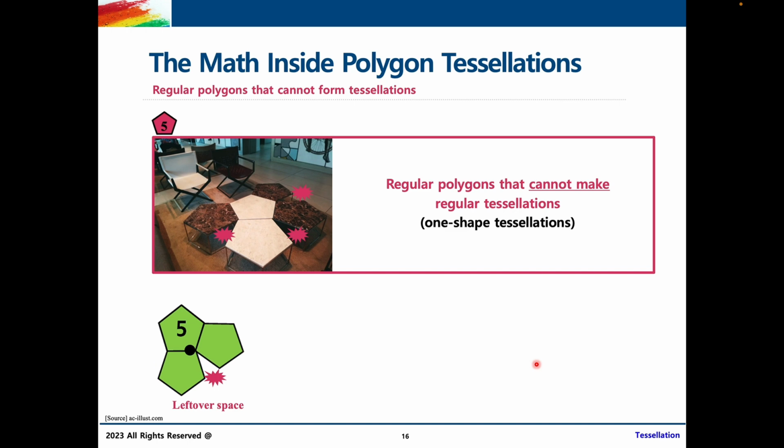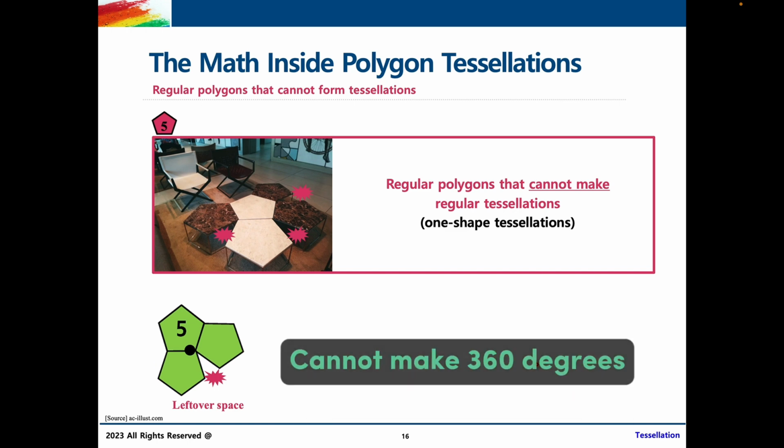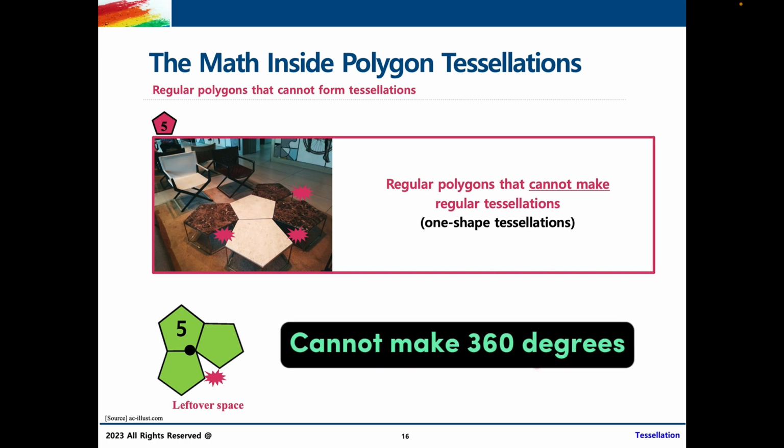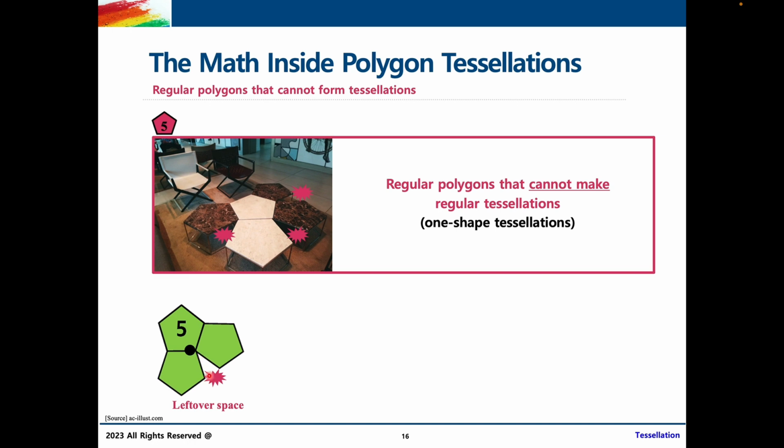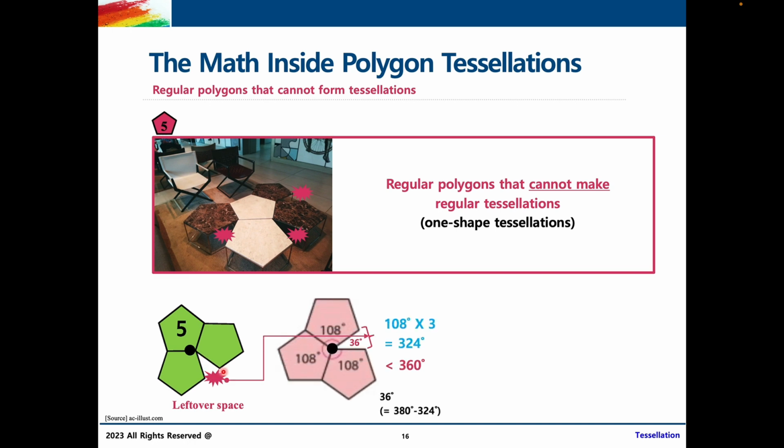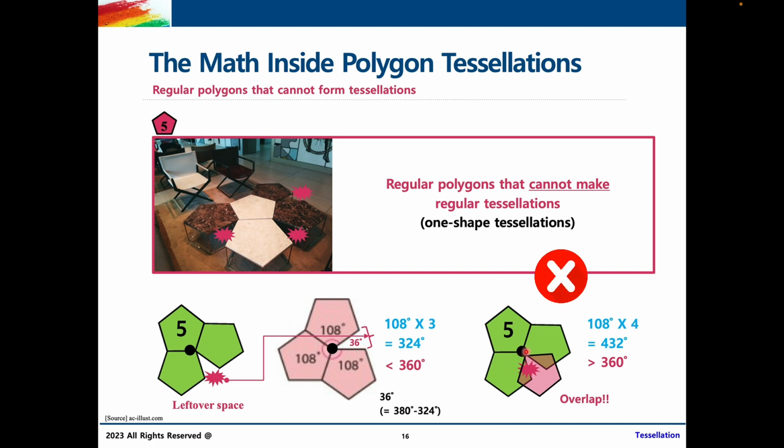However, the problem with pentagons and octagons is that they cannot make 360 degrees just by repeating pentagons or octagons. For pentagons, we have leftover space, as you noticed earlier, because one angle of a pentagon is 108 degrees. If we have 3 pentagons, we have 108 degrees times 3 equals 324 degrees, which is less than 360 degrees. And that's because we have 36 degrees remaining. How about if we have 4 pentagons? Then we have overlap, because then we end up with 432 degrees. That's way larger than 360 degrees, and that ends up with overlap, which we're trying to avoid. So, doesn't work out.